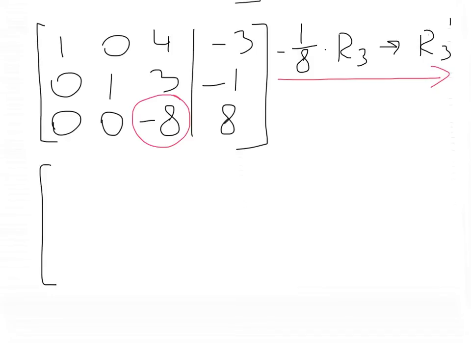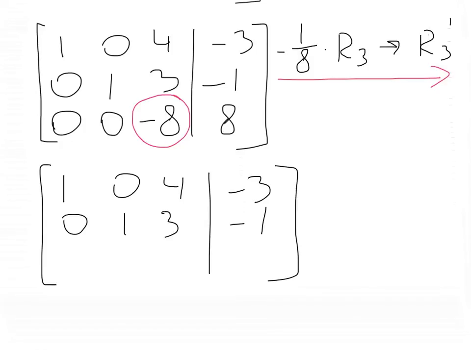Now just follow your own instructions. Row 1 stays the same, row 2 stays the same, and row 3 you have to multiply each element by -1/8. 0 times -1/8 is 0, 0 times -1/8 is 0, -8 times -1/8 is 1, and 8 times -1/8 is -1. So your pivoting element is still this one. You just converted it into a 1. Use that 1 to convert the other entries in that column into zeros.